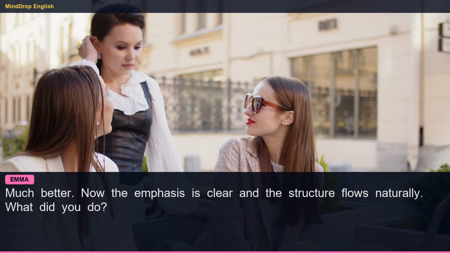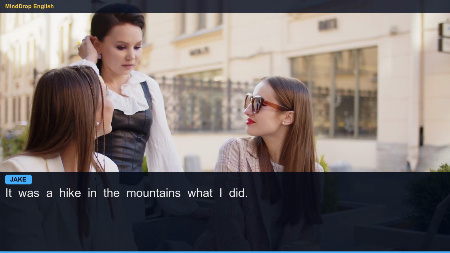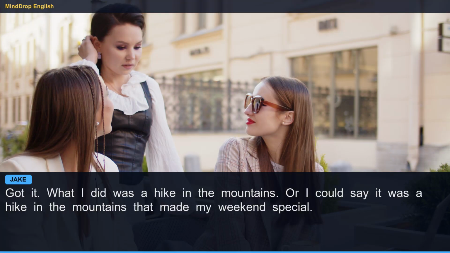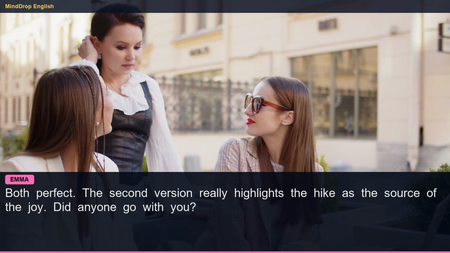What did you do? It was a hike in the mountains what I did. Careful. Mixing the two cleft types confuses the listener. Pick one. Either an it cleft or a what cleft. Got it. What I did was a hike in the mountains. Or I could say it was a hike in the mountains that made my weekend special. Both perfect. The second version really highlights the hike as the source of the joy.